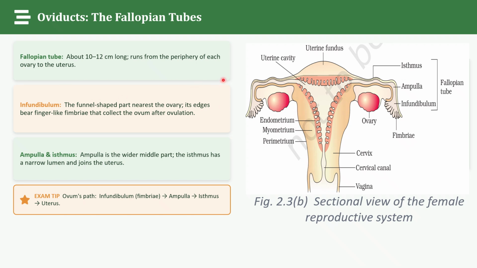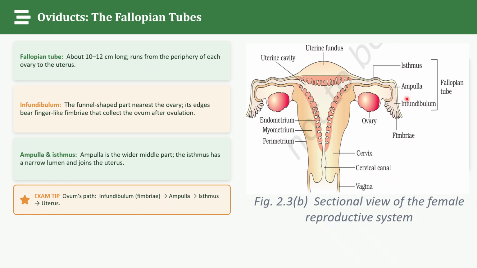Yes, let's start with the fallopian tube, children. Each fallopian tube is approximately 10 to 12 centimeter long, and it connects the ovary to the uterus. Again, it has three regions. The first one is the infundibulum, the funnel shaped end nearest the ovary. We call this part the funnel shaped end. You can see the funnel shaped end. So this is the infundibulum.